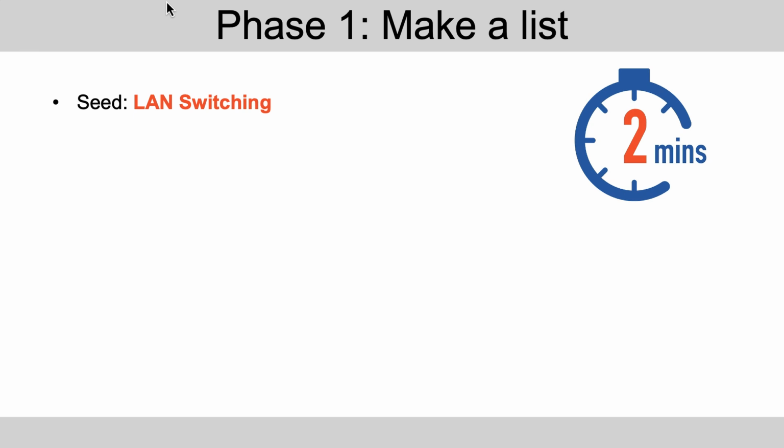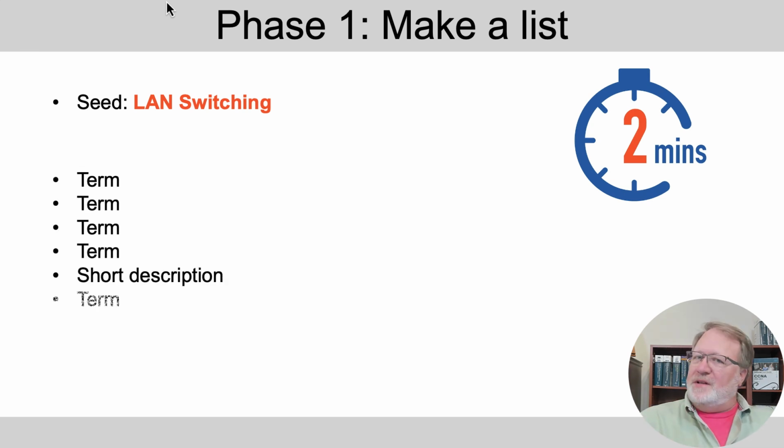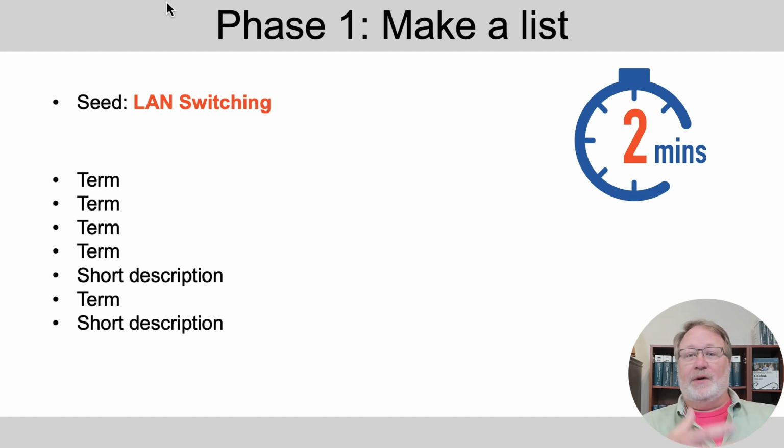I'll walk you through the process and you can hit pause each time as necessary. First off, your seed term in this case is LAN switching. So at phase 1, you just make a list of both the terms you can think of, and if you can't think of the term, any related concepts, leave a short description. Take at most 2 minutes. You can hit pause now and go to it.